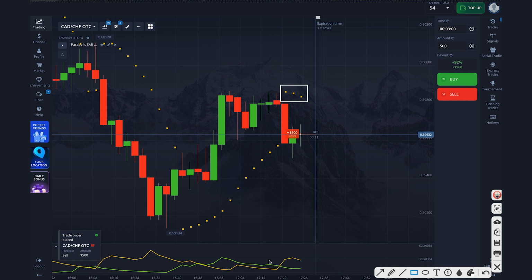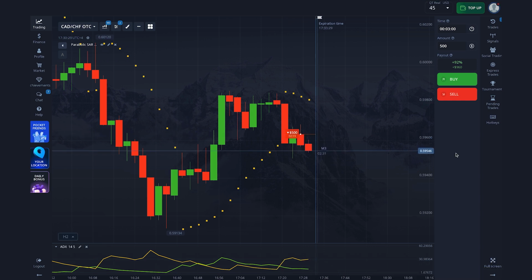Next, we look at the ADX. When the green line crosses the yellow line from top to bottom, it confirms the direction of the trend. This intersection indicates that the market is declining and the strength of the downtrend is increasing. The ADX helps to measure the strength of the current trend, and when this line is pointing downwards, it confirms that the market is continuing to move in a downward direction.